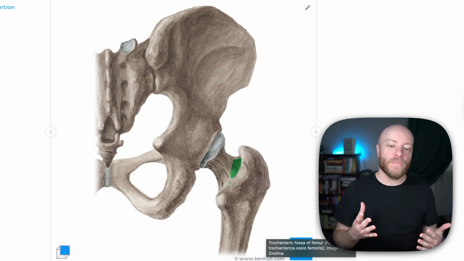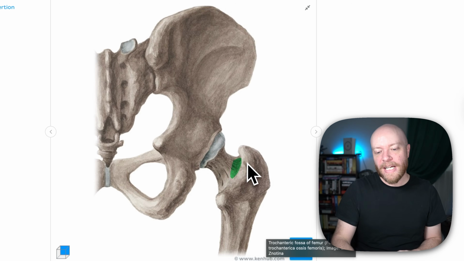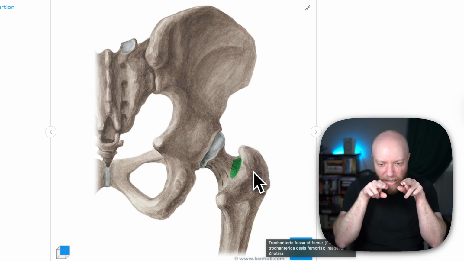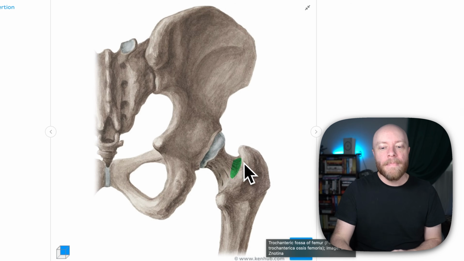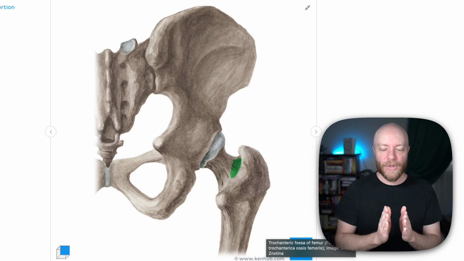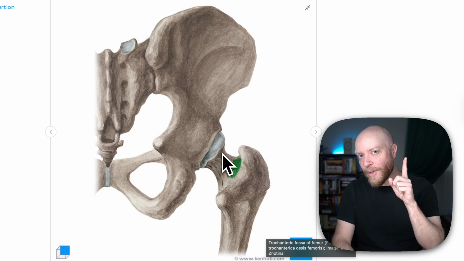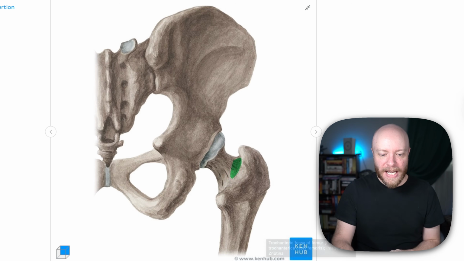Now, you'll see some texts will simplify it and say it still is inserting at the greater trochanter, which it kind of is. It's kind of like plugging into the other side of it. But the more precise way to say this would be the trochanteric fossa of the femur. Now, that means it is still traveling, again, posterior to the hip joint. And that is going to be essential to understand its function.